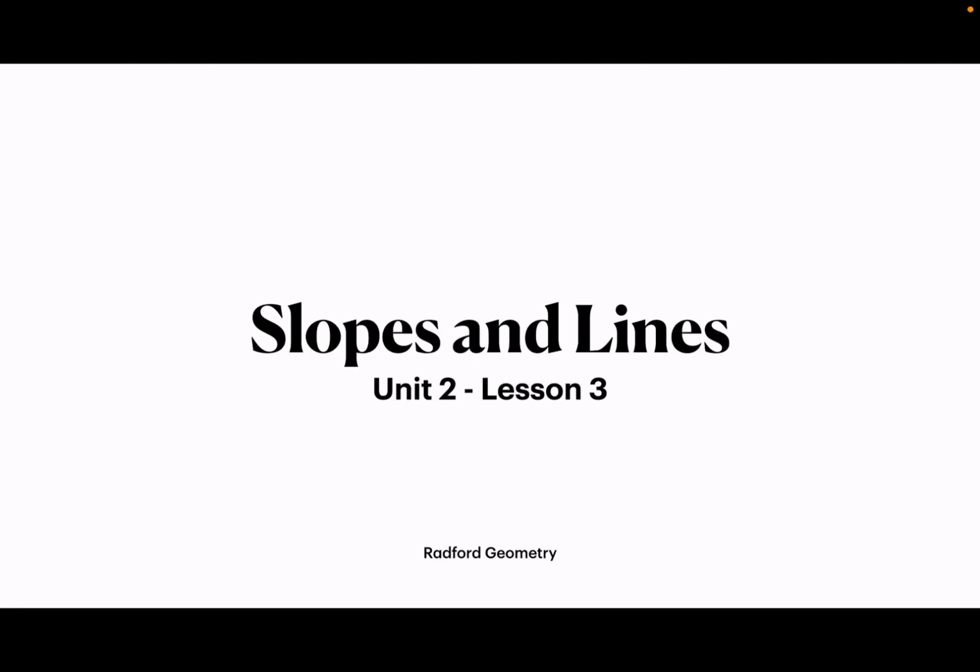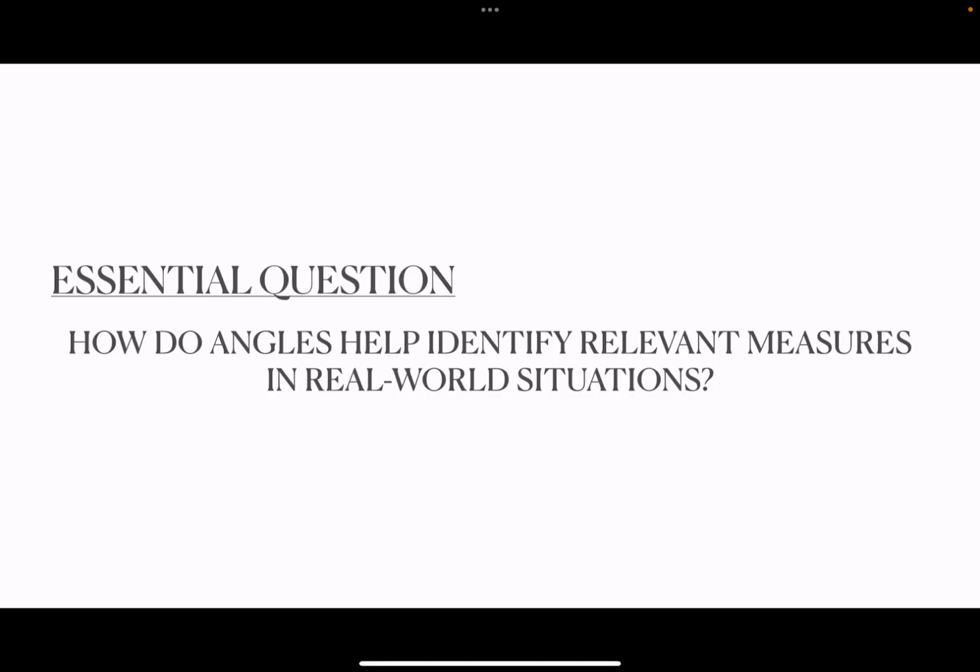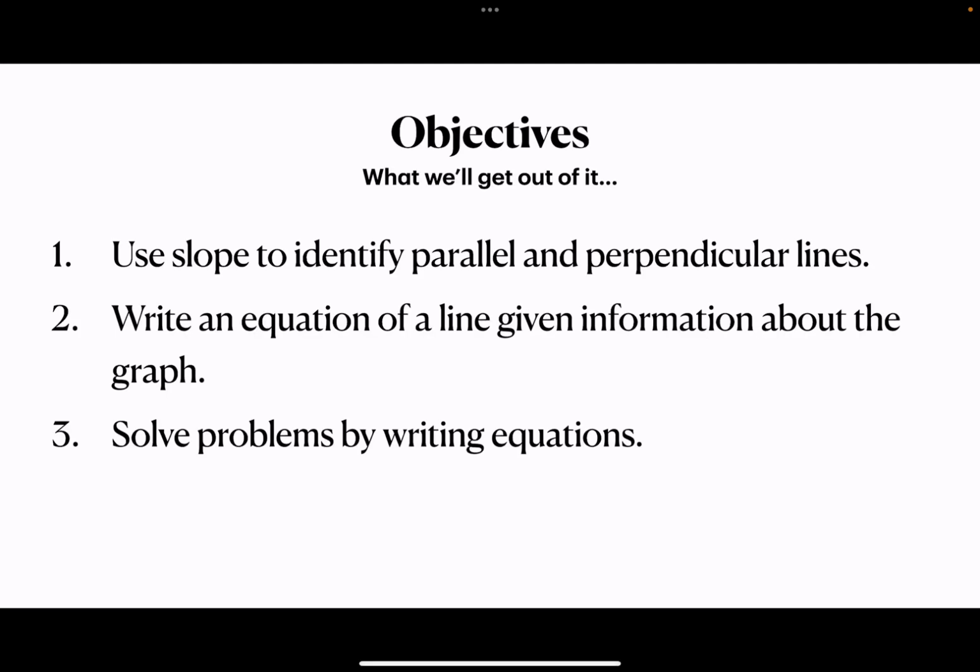Welcome, ladies and gentlemen, to the last lesson of Quarter 1, Slopes and Lines, Unit 2, Lesson 3. Essential question: how do angles help identify relevant measures in real-world situations? And these are the objectives that we're going to get through today.